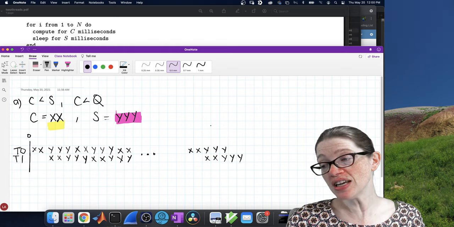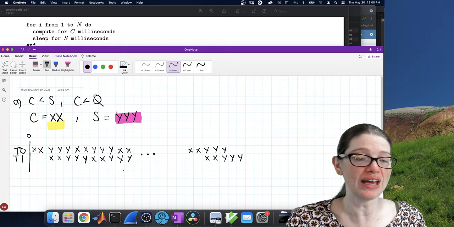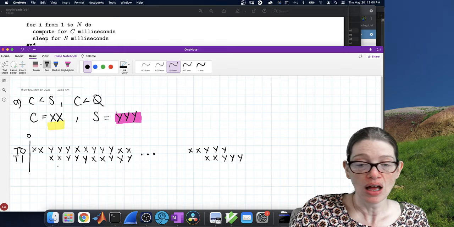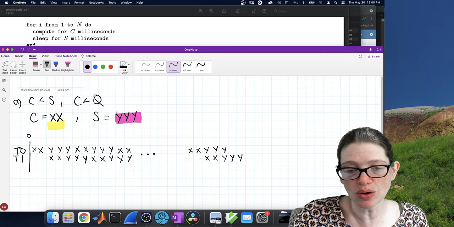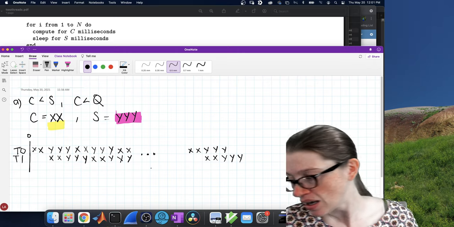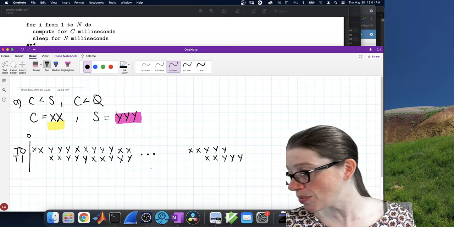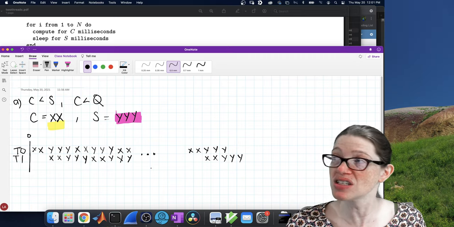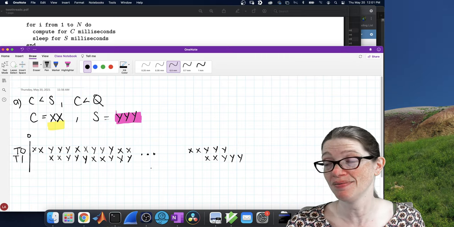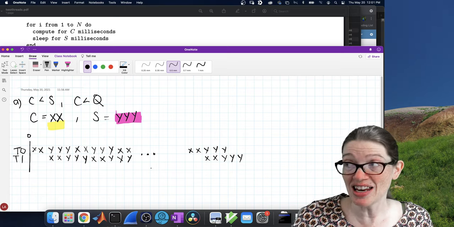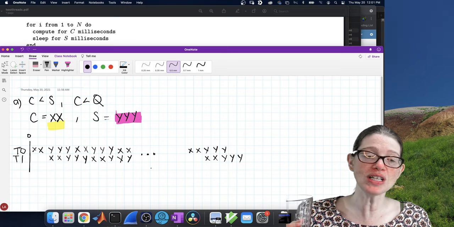Now the question is, how long does this take in total to complete both threads? A question on Twitch says, would our CPU be idle at cycle 5 when both threads are asleep? Yes, our CPU would be idle. In general, we don't want that, but we don't have a choice because there are no other threads in our system.